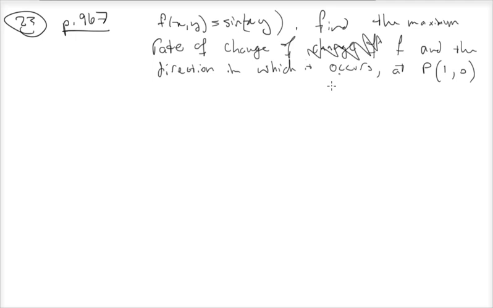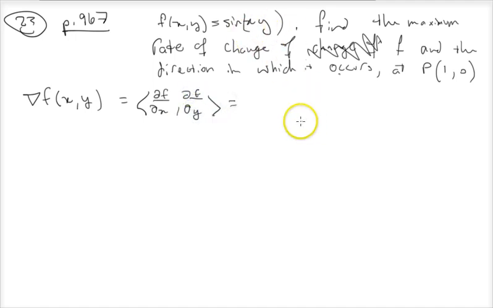So first off, what we need to start out with is finding the gradient vector of f, and then the gradient vector of f at (1, 0). First off, we're just going to find the gradient vector of f = sin(xy), and so that's going to be ∂f/∂x and ∂f/∂y. And this is a pretty easy function to take the partial derivatives of.